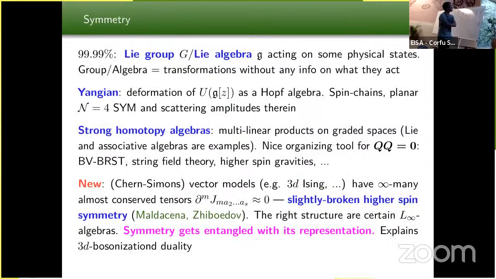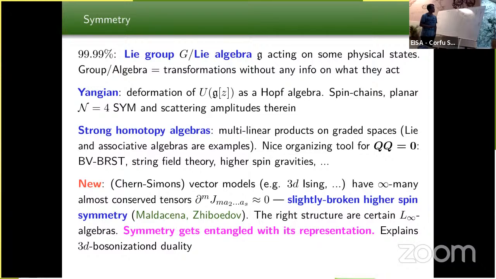Then the first slide is a kind of propaganda about symmetries. So I think 99% of all symmetries are well taken care of by just Lie groups, Lie algebras. And maybe the best way to define a group is to think of transformations of something and try to eliminate any information about what it acts on. This is how you get all the axioms of the group. Well, okay, and then we have representations where this group acts.